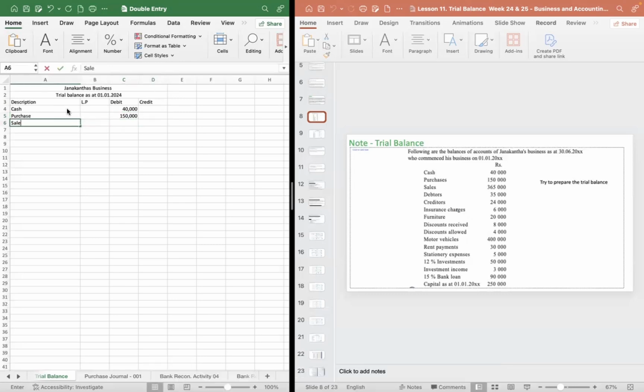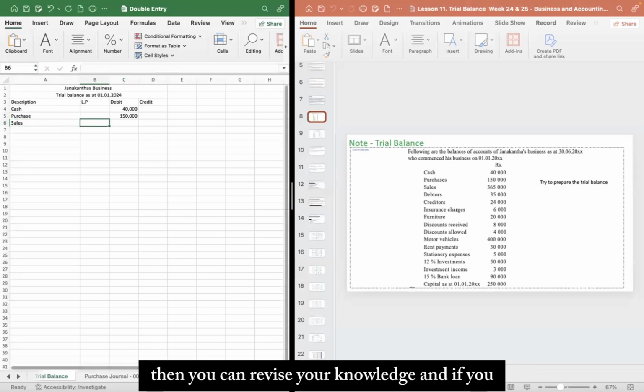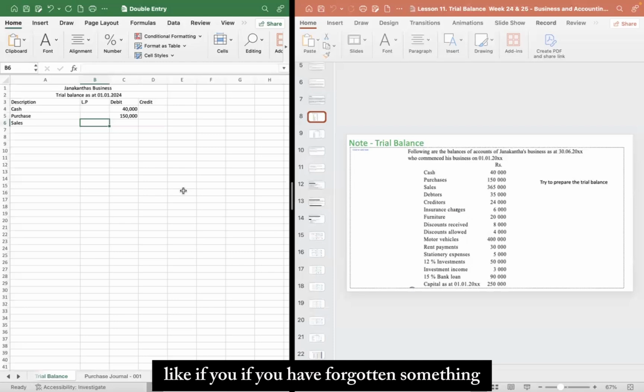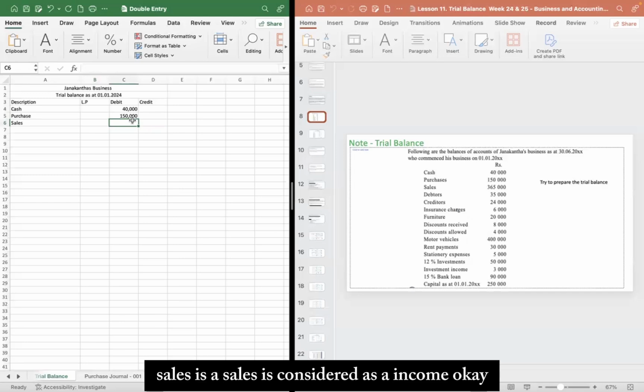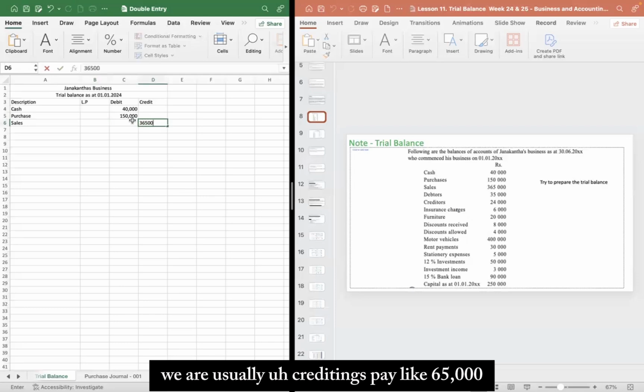Then sales. Sales is what accounting element? Guys, speak up. If you have forgotten something, you can revise your knowledge. Tell me, sales, what is it? Sales is considered an income. If it is an income, when income is increasing, we usually credit it, 365,000.